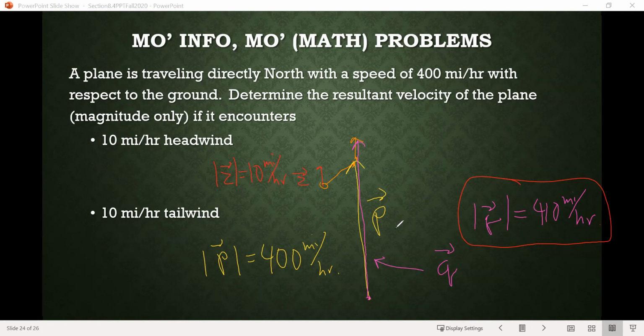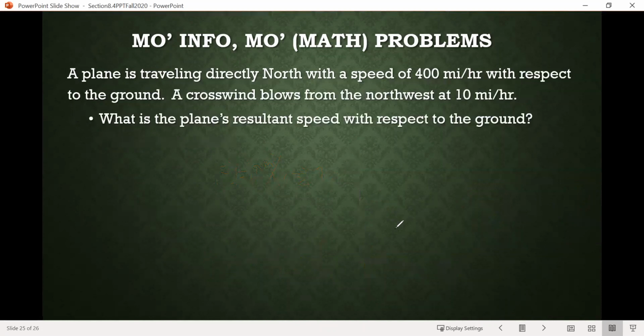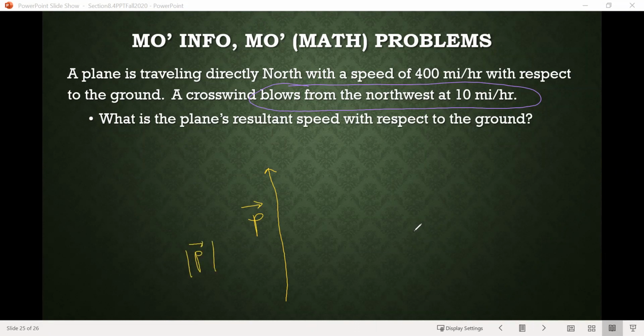All right, so let's look at one more example with this then. So we have the same plane still traveling at 400 miles per hour due north, but this time we're told that there's a crosswind blowing from the northwest at 10 miles an hour. So this is going to be something a little bit different. So we again have this 400 mile an hour vector P, where the magnitude is 400 miles per hour.